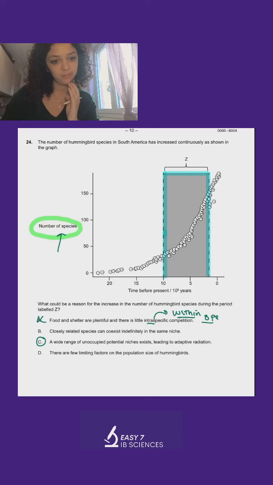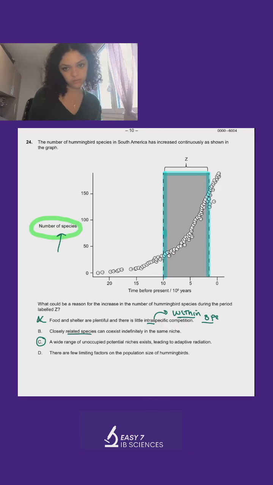This is a difficult question. That was actually just very rude of IB, I just realized. But yeah, it says closely related species can coexist indefinitely in the same niche. So if closely related species can coexist indefinitely, is that even true? Can they coexist indefinitely in the same niche? Or what has to happen?